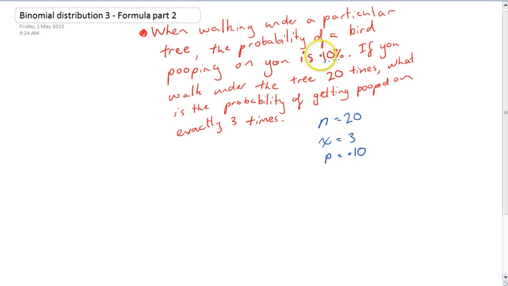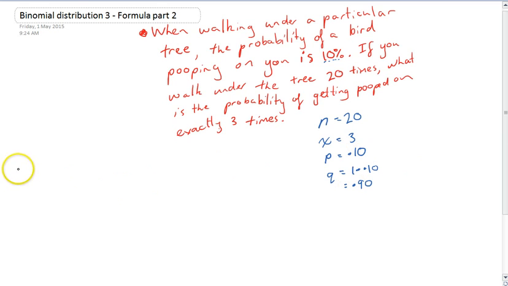I've expressed it as a percentage here on purpose so you realize that you need to convert it to a decimal. Now remember that q, the probability of failure, and in this case failure is getting under the tree without getting pooped on, is 1 minus the probability of success. So if the probability of getting pooped on is 0.1, the probability of not getting pooped on is 1 minus 0.10, which is 0.90, or just 0.9.